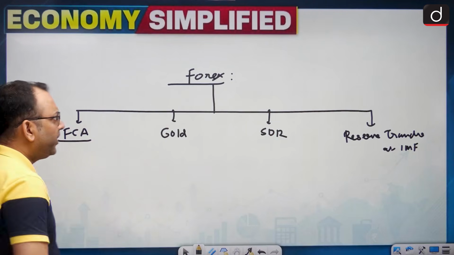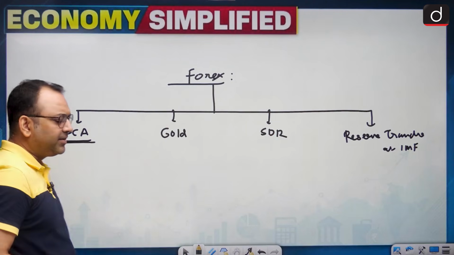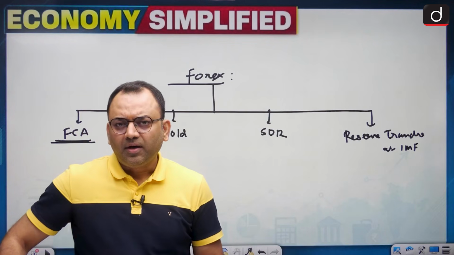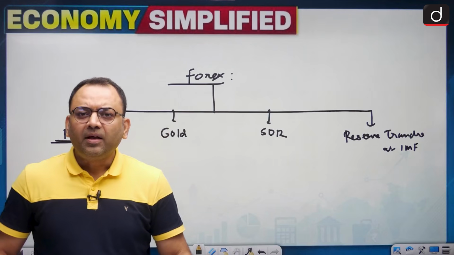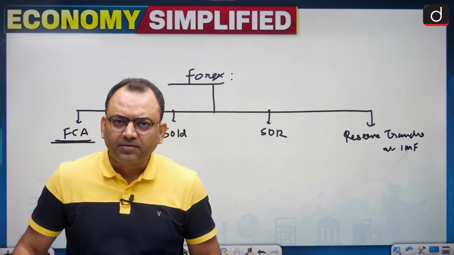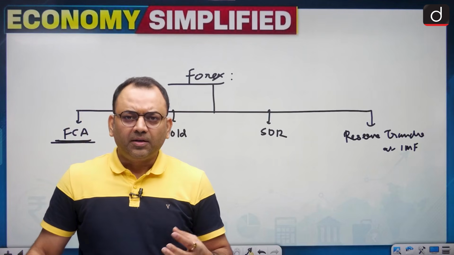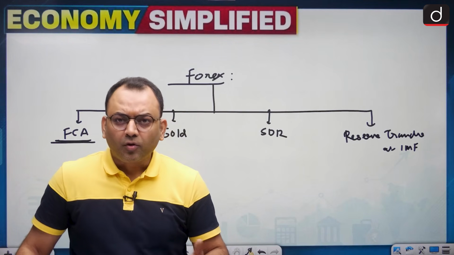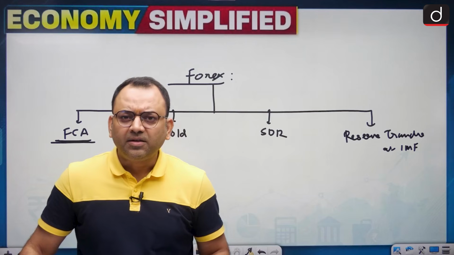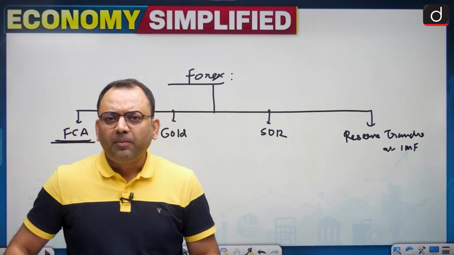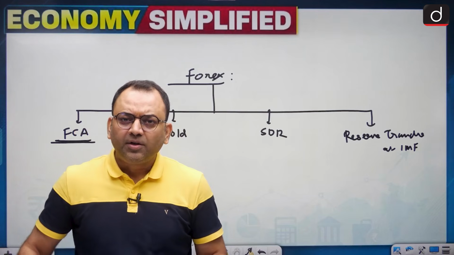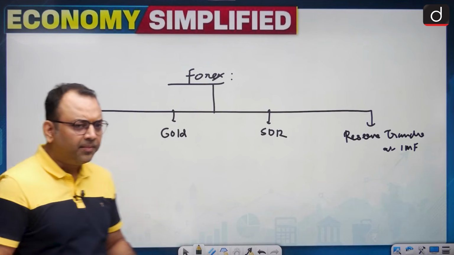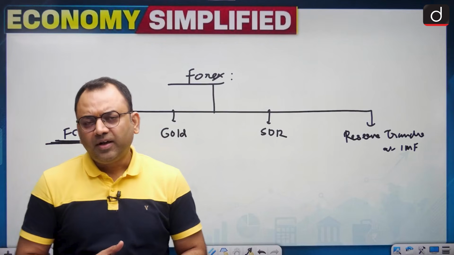The first component is the foreign currency assets. Friends, the RBI, being the custodian of India's Forex, maintains various foreign currencies. They maintain deposits of dollars, pounds, euros, yen and any other currency which may be used to make payments outside the country. They all constitute a group called the FCA, and this is the biggest component of India's Forex.